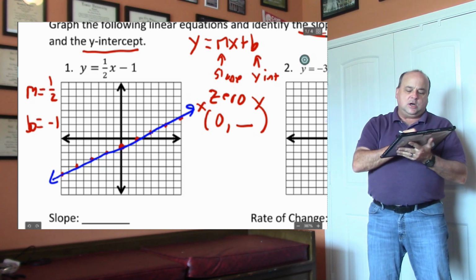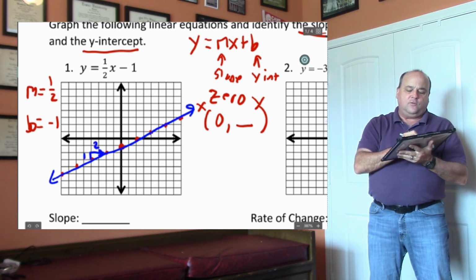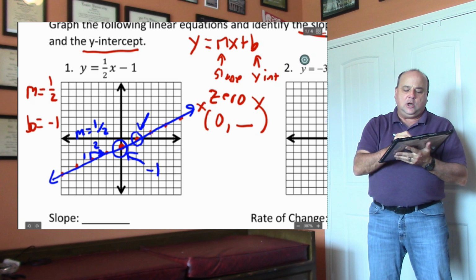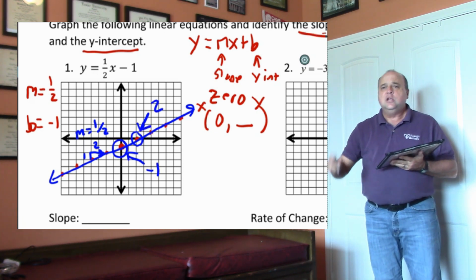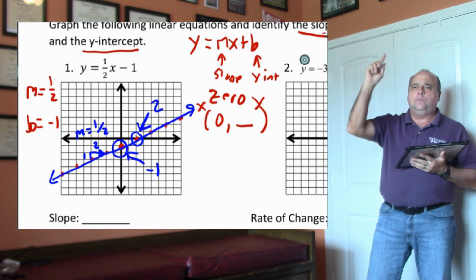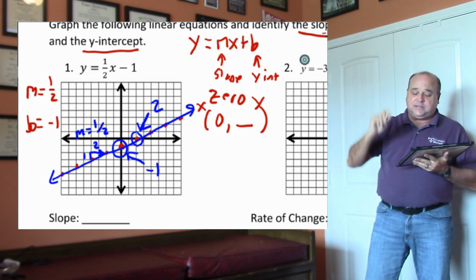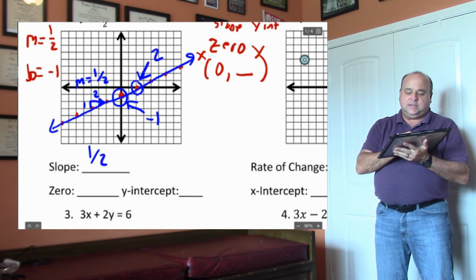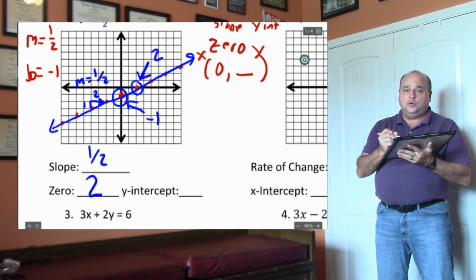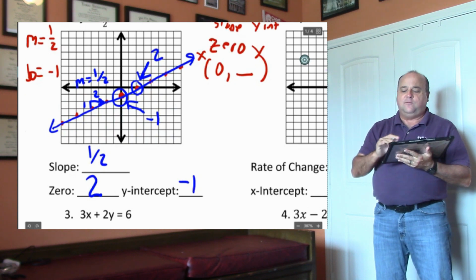Okay, so to get our slope, we would go up 1 over 2, so our m would be 1 over 2. This would be my y-intercept, -1, and right here would be my x-intercept, which is 2. So from this graph, I can get the slope, the y-intercept, and the x-intercept. My slope is 1 over 2. My zero is the x-intercept, which is 2, and the y-intercept is -1.